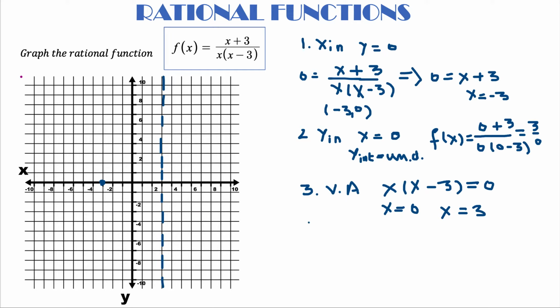And now if I'm looking for the horizontal asymptote, because of the function here, x plus 3 over x squared minus 3x, if we look at the degree of the numerator compared with the degree of the denominator, the degree of the numerator is lower by 1 than the degree of the denominator. That's why the horizontal asymptote is y equal to 0. So it's going to have y equal to 0 according to the definition of the horizontal asymptotes.